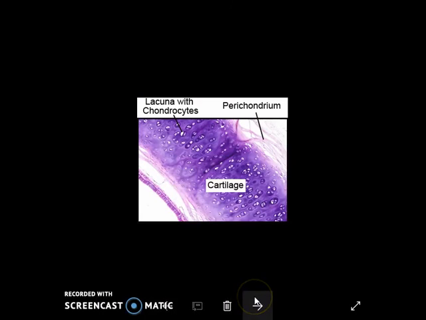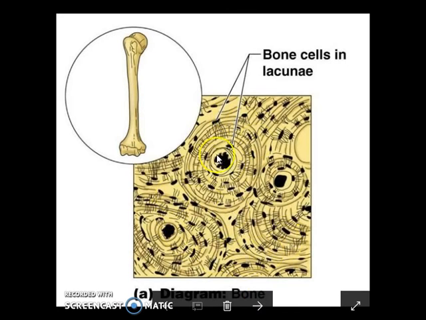So here I have some pictures. This is of cartilage, and it shows you the lacunae and how it has the chondrocytes. And essentially what a lacunae is just a small cavity that contains either, in this case, chondrocytes. However, when you're looking at compact bone, you'll see that it's very organized and has osteocytes instead.